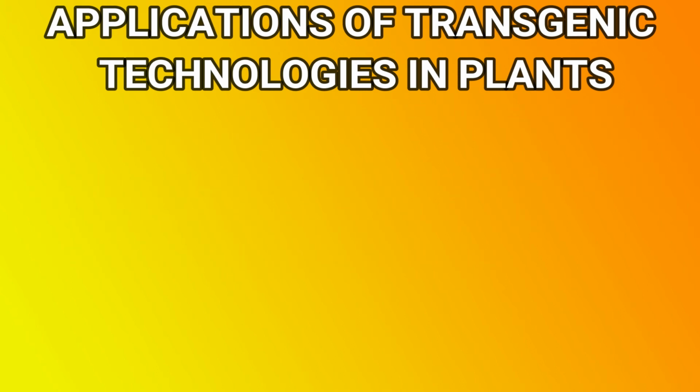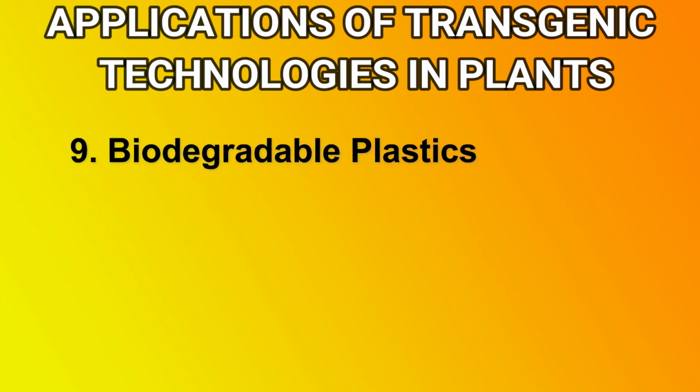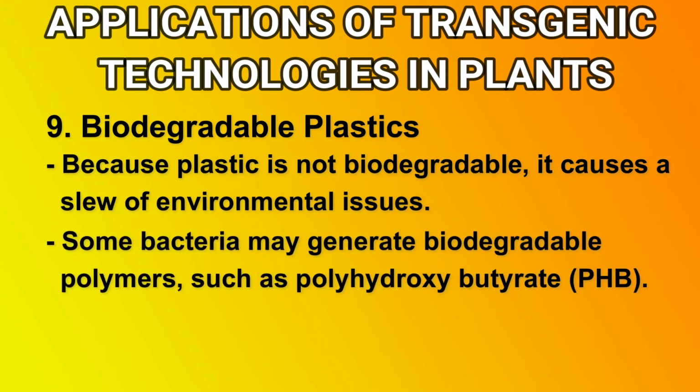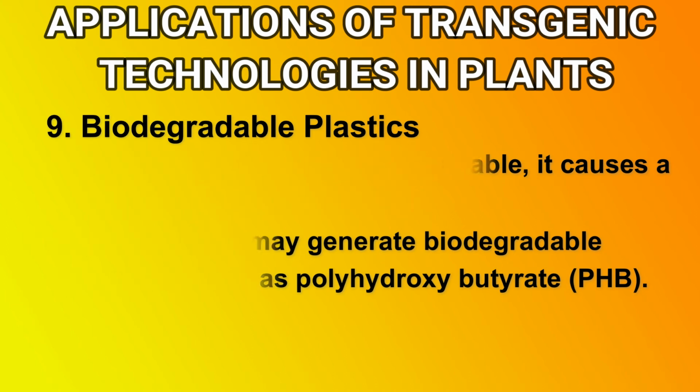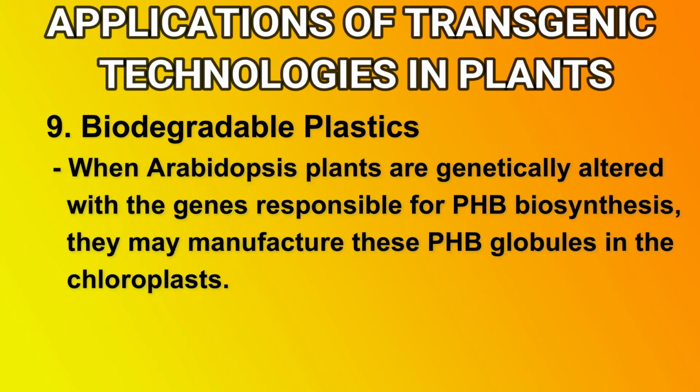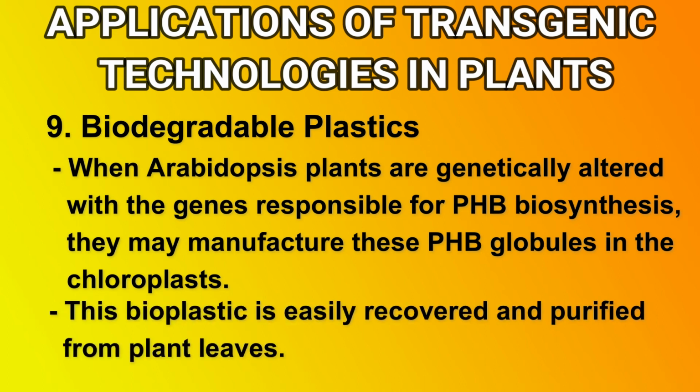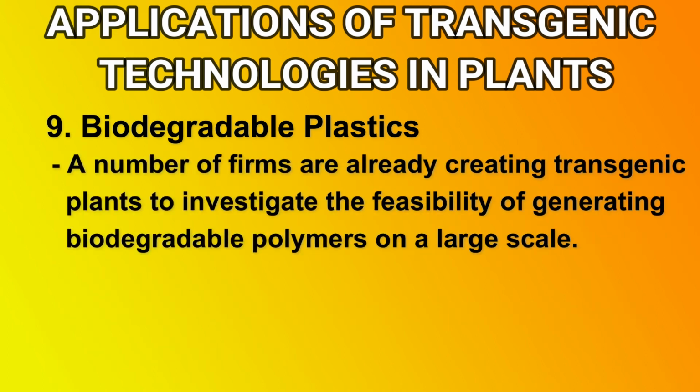Number 9. Biodegradable plastics. Because plastic is not biodegradable, it causes a swirl of environmental issues. Some plants may generate biodegradable polymers such as polyhydroxybutyrate (PHB). In Arabidopsis, plants are genetically altered with the gene responsible for PHB biosynthesis. They manufacture these PHB globules in the chloroplasts. This bioplastic is easily recovered and purified from plants' leaves. A number of firms are already creating transgenic plants to investigate the feasibility of generating biodegradable polymers on a large scale.